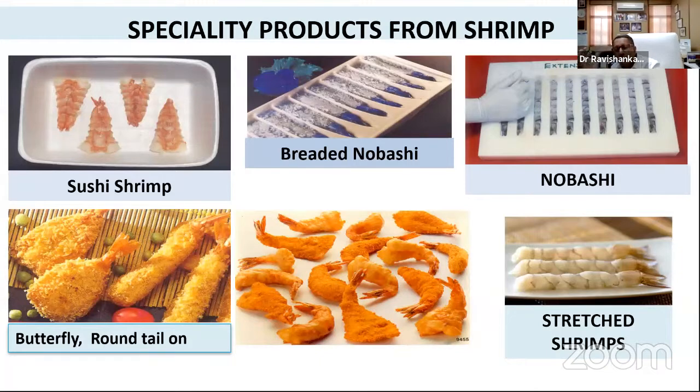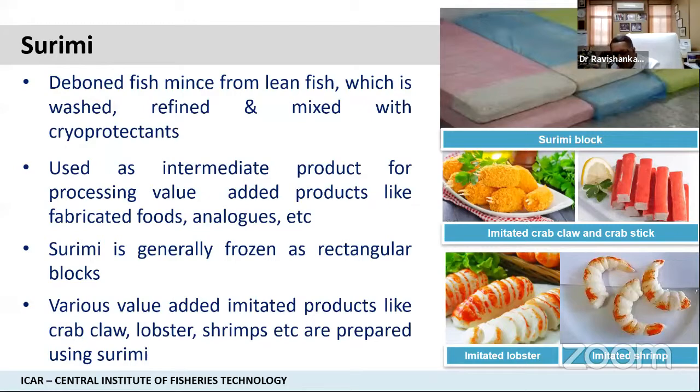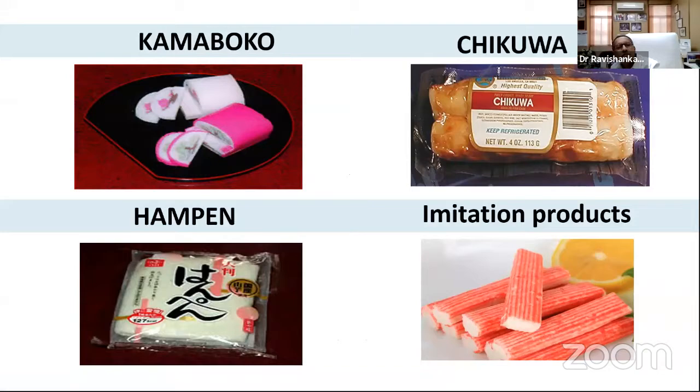Okay. Then surimi, of course, I don't have to tell you, many people are from Veraval, a lot of industries now, but we should not be restricting to simply sending frozen surimi blocks. Of course, Gadre has come up in a big way. I must compliment them. They have done a lot of innovations. But maybe this is another area, a lot of potential is there for other industries to take up. Then you can see a lot of products like Kamaboko, Chikuwa, Hanpen, imitation products.